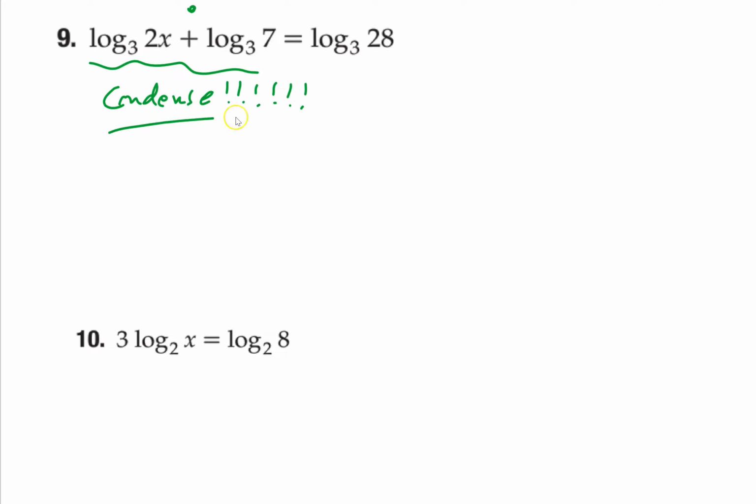Hopefully that gets the point across. Right, so here, plus means multiplication, so you combine them. Log 3, 2x times 7 is 14x. Equals log 3 of 28. Look how easy this is now.